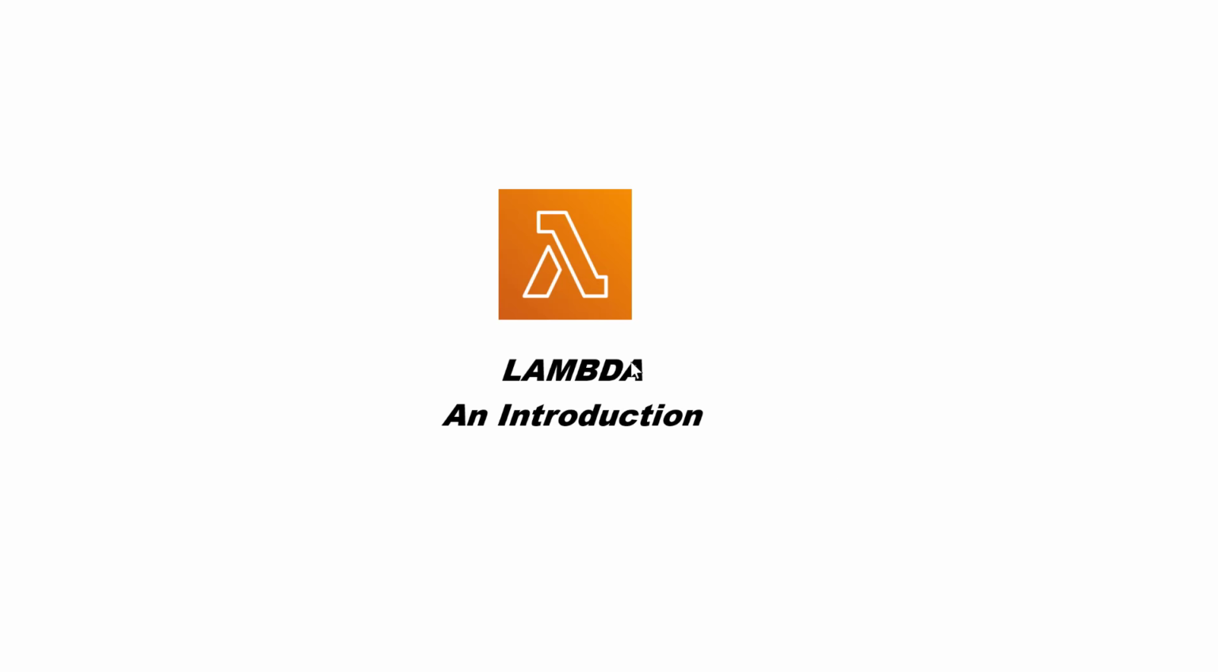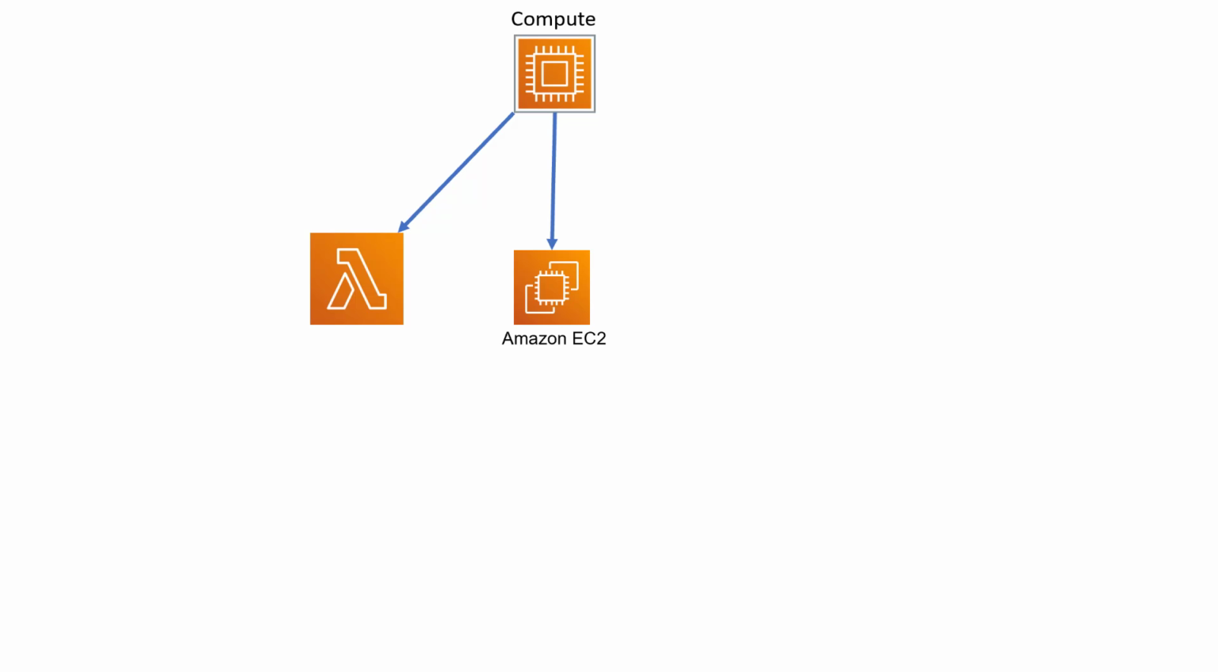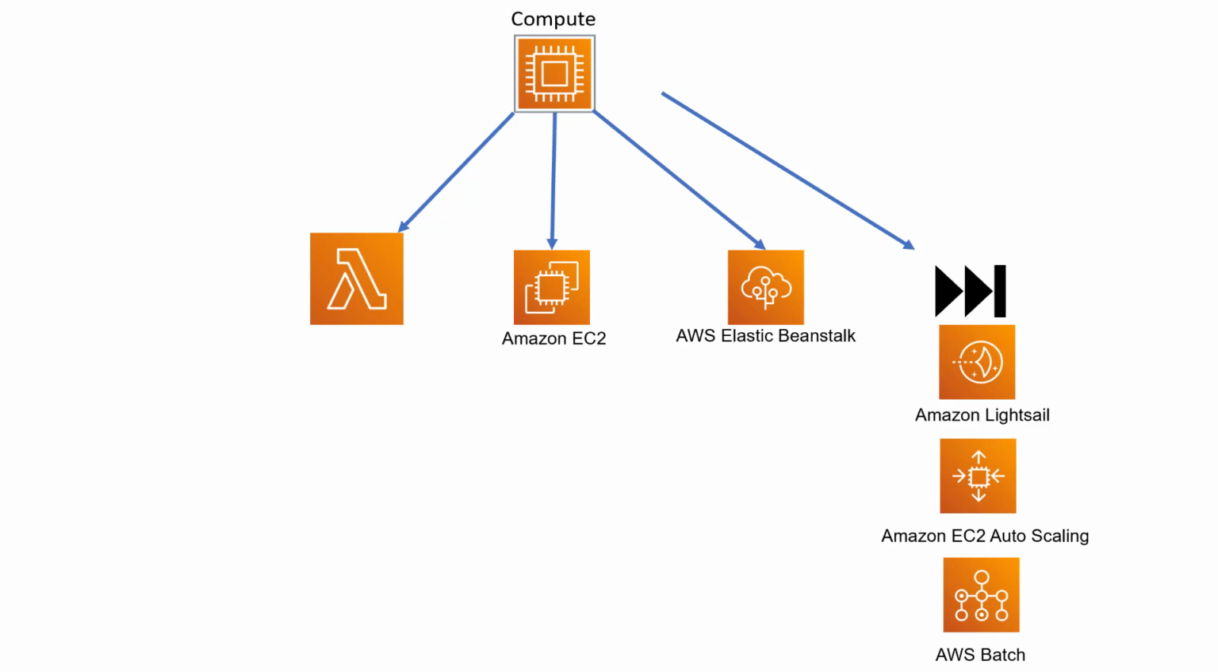Hi, this is going to be a two-part series on Lambda. The first part is going to be a general introduction and the second part will be a live demonstration on how Lambda works. Lambda is a part of the compute service provided by AWS. The compute category also includes services like EC2, Elastic Beanstalk, Lightsail, Batch, etc. So what exactly is Lambda?